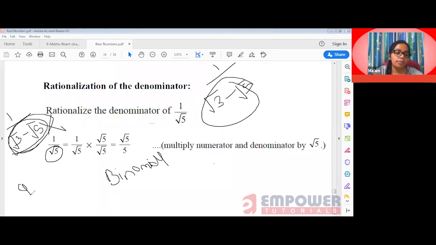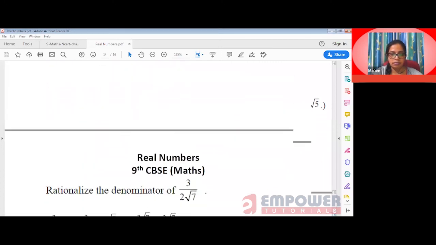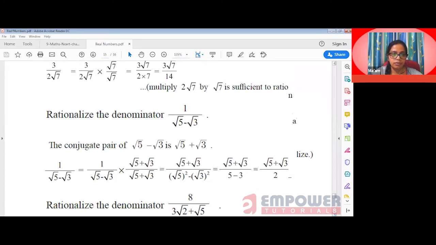So if you remember the a square minus b square formula, what do we get? The expansion of this is a plus b, a minus b, right? So we need to use the same formula to rationalize this. So see, for that what you have to do is, you need to find out the conjugate pair.